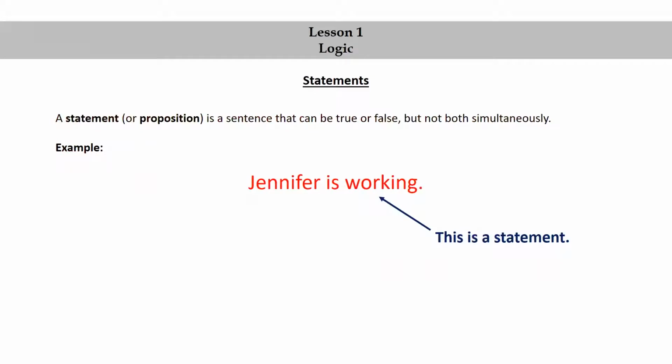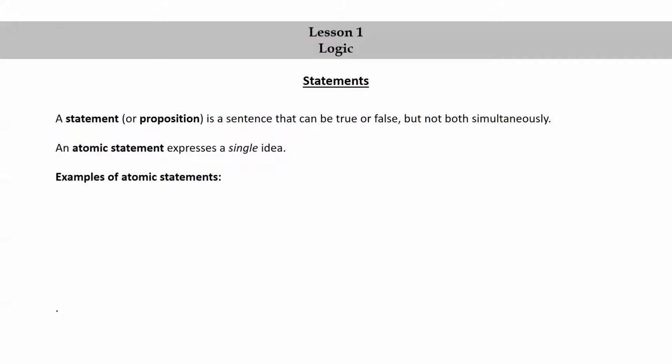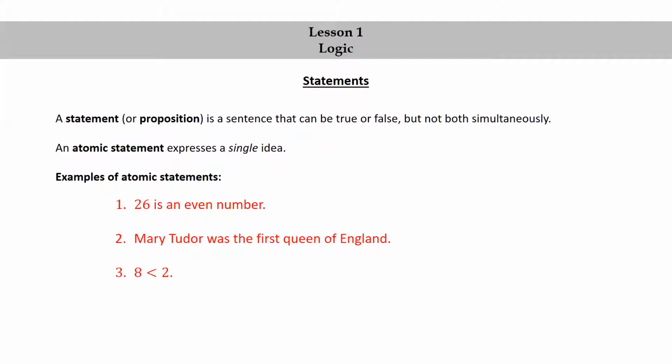Let's go back to the example of Jennifer is working. Remember that this is a statement, and in fact, this is what's called an atomic statement. An atomic statement expresses a single idea. Let's look at some more examples of atomic statements. 26 is an even number. Mary Tudor was the first Queen of England. 8 is less than 2. Gregory is 1.8 meters tall. Life exists on planets other than Earth.